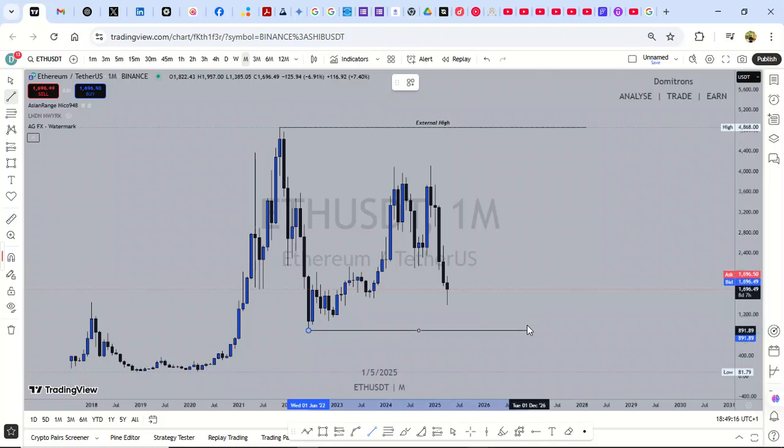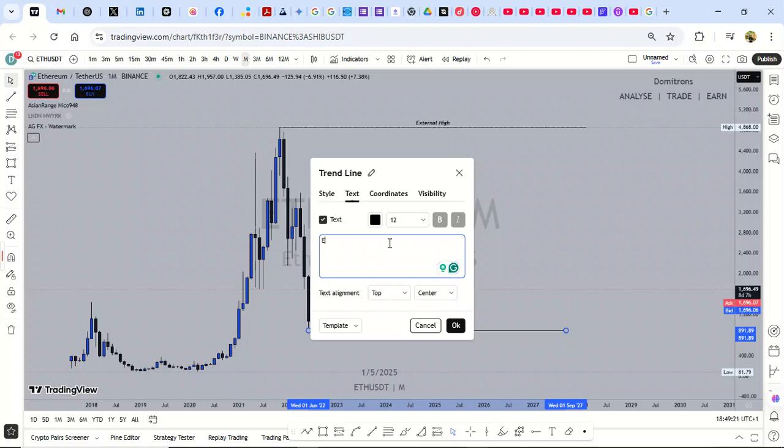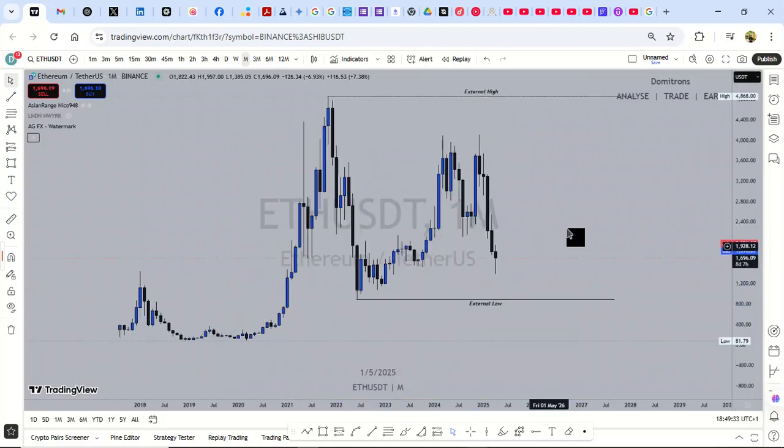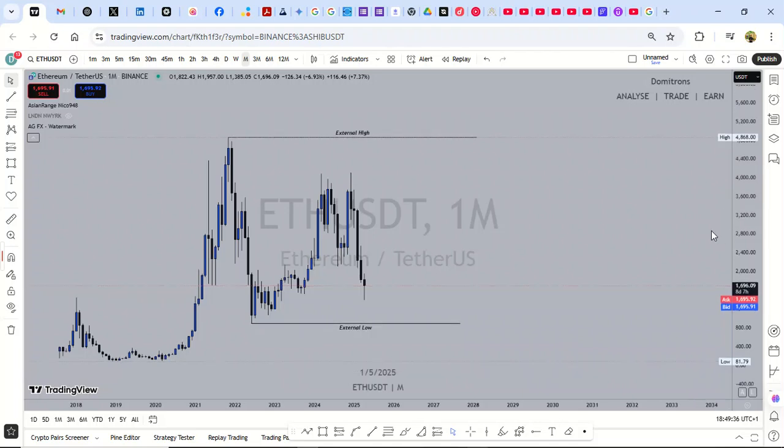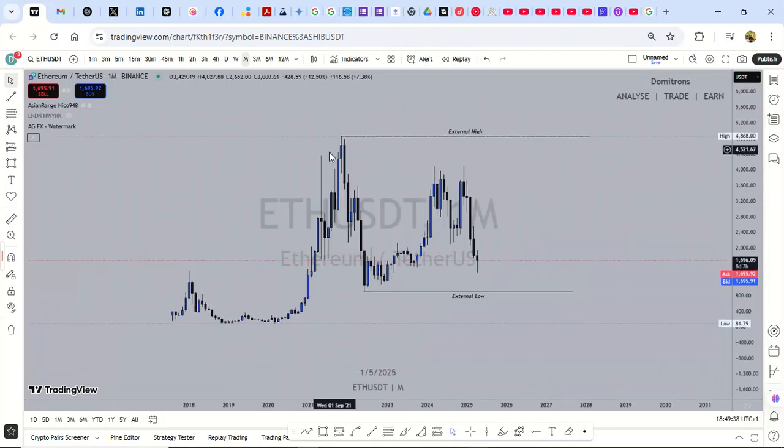We have this, and that low we will call an external low. That is the major area of sell stop that we have. Put that at the bottom. Alright, so look very closely, very clean and clear. You can see that we are inside this range high and this range low. That is our daily range.